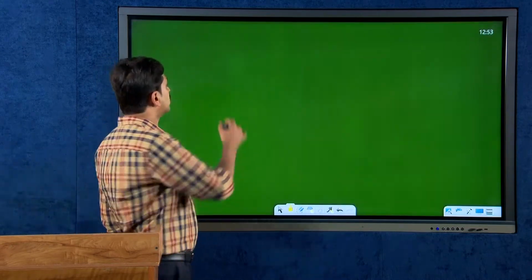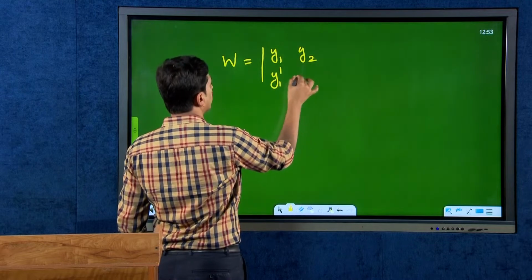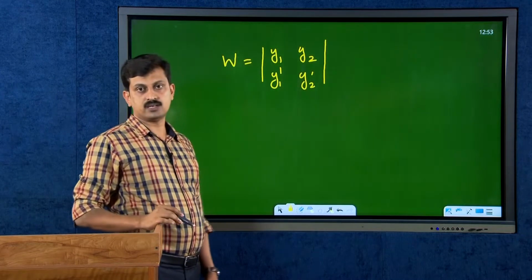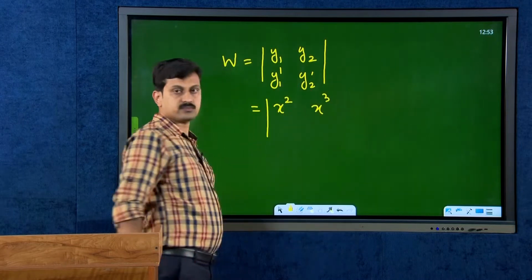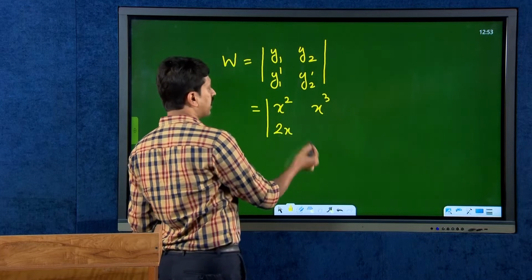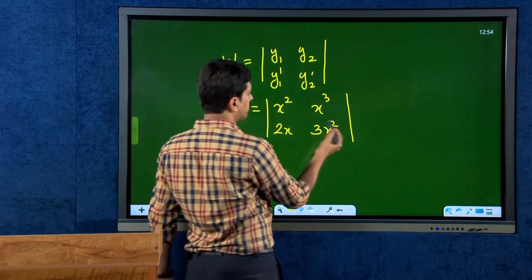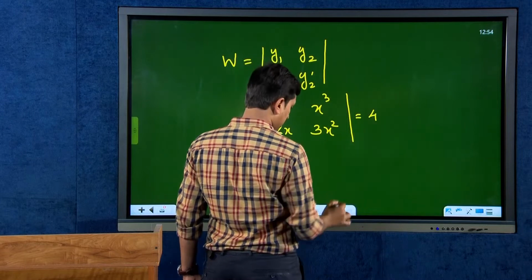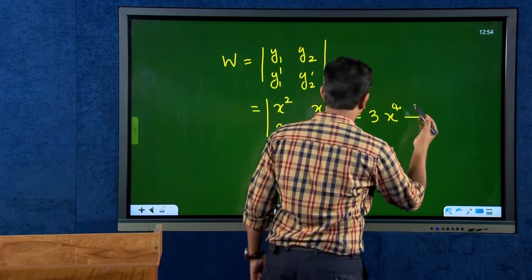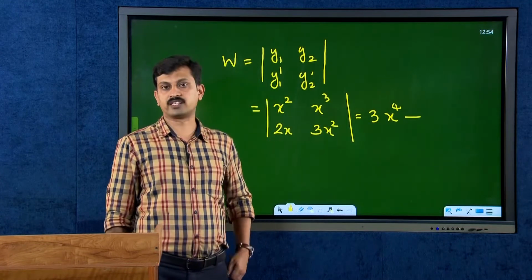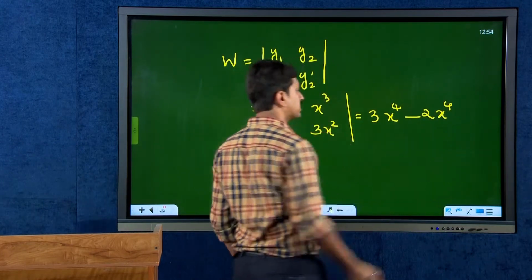We have the formula: the Wronskian W is equal to the determinant of y1, y2, y1 dash, y2 dash. That is the determinant of x square, x cube, 2x and 3x square. See, dear students, we multiply x square into 3x square, which is 3x raised to 4, minus 2x into x cube, which is 2x raised to 4.